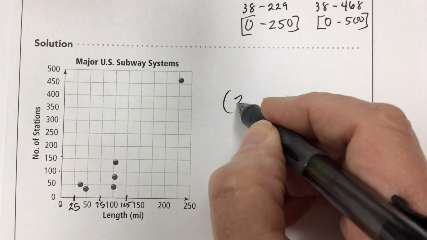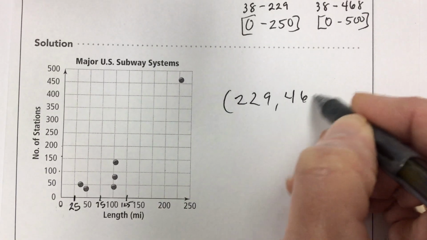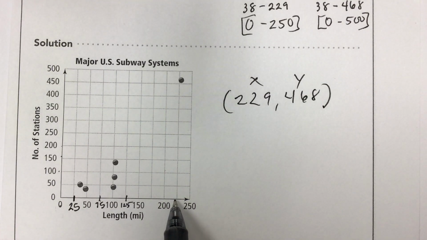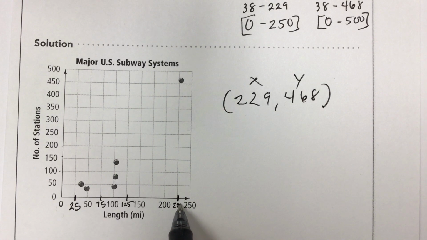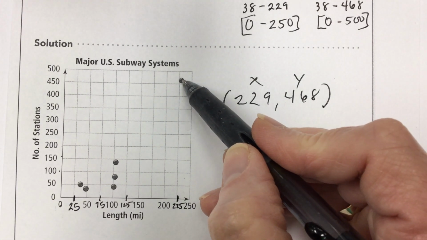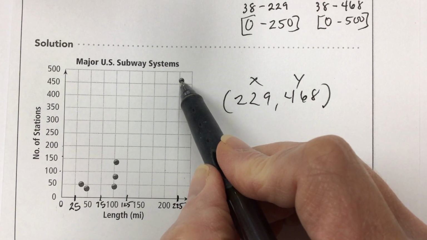So looking at our first point, 229, 468, so that's x, that's y. Out 229, so somewhere thinking of this is 225, so a little over to the right of 225, up 468, somewhere right there. So there's this point.